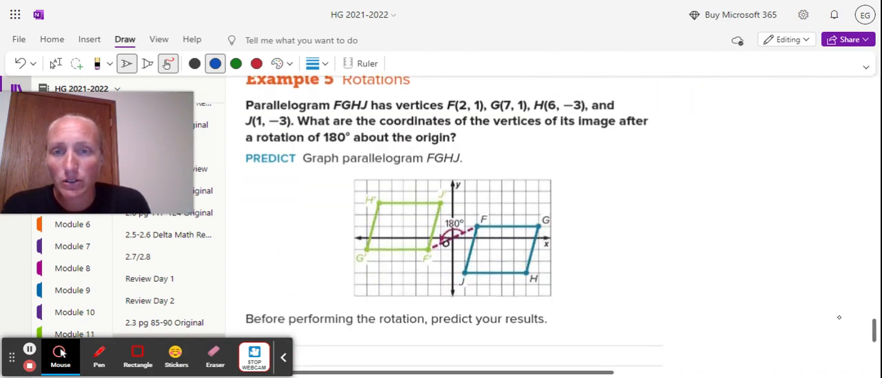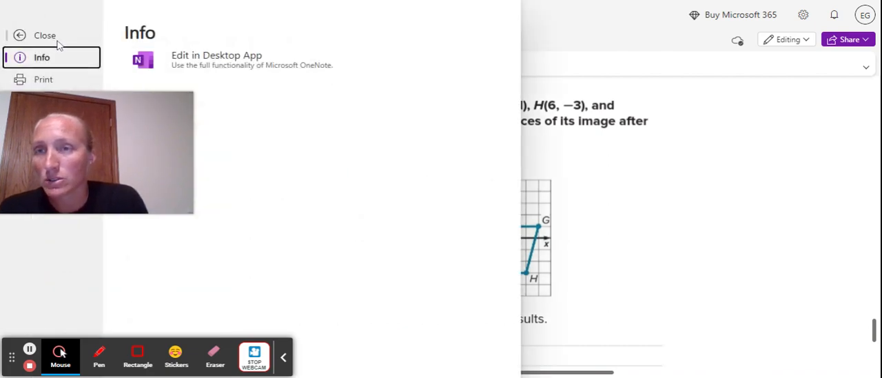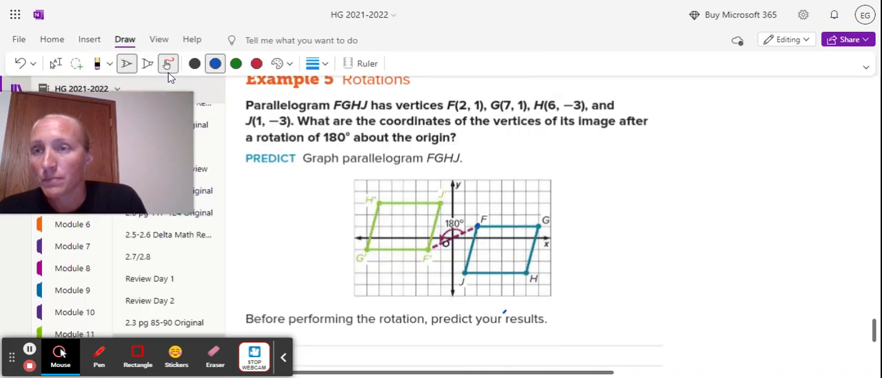We're given a 180-degree rotation here. What are the coordinates of the vertices of its image after a rotation of 180 degrees about the origin? So you would take your F, you would go 180 degrees. Again, I would just flip my paper completely over. I know there's some way to do this, and it's driving me nuts, but I don't think I can do it right now. So I'm just going to have to leave it.